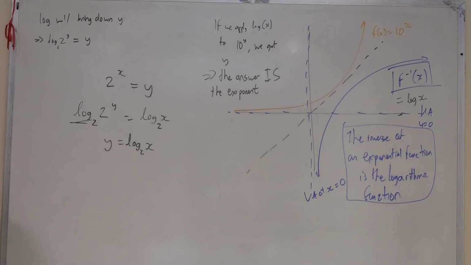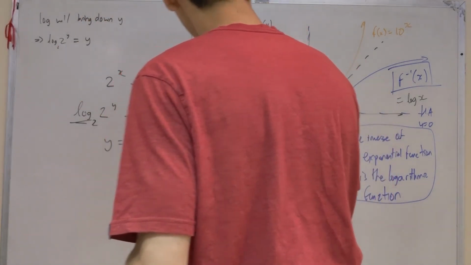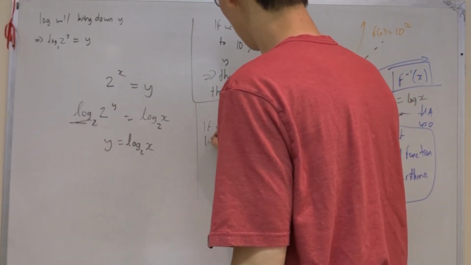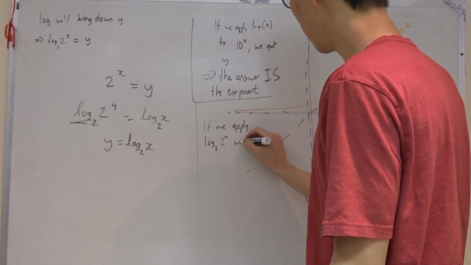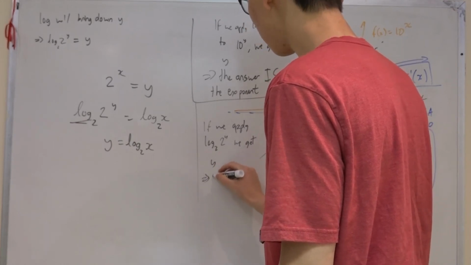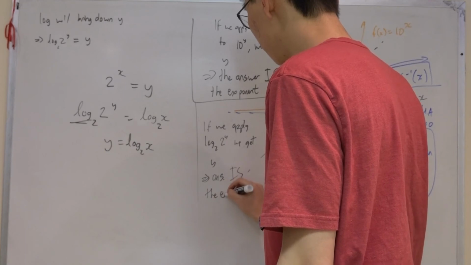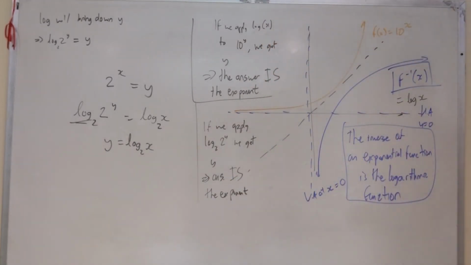Okay? Now, we're going to continue this pattern. If we apply log 2 to 2 to the y, we get y. And again, the answer is the exponent. Now hopefully you can see how to generalize this.